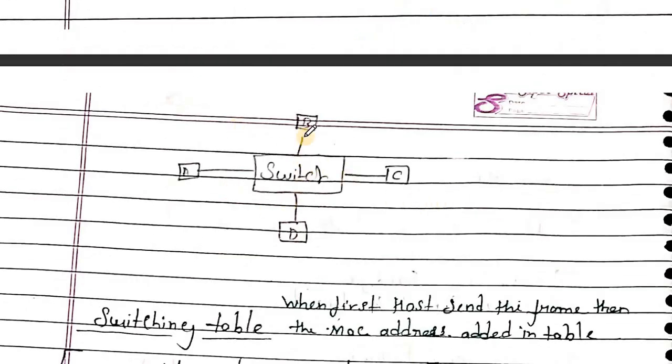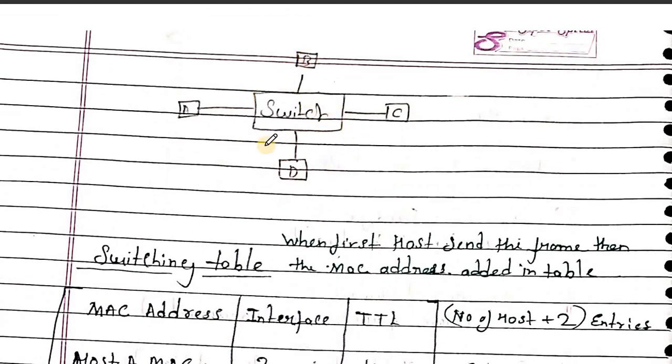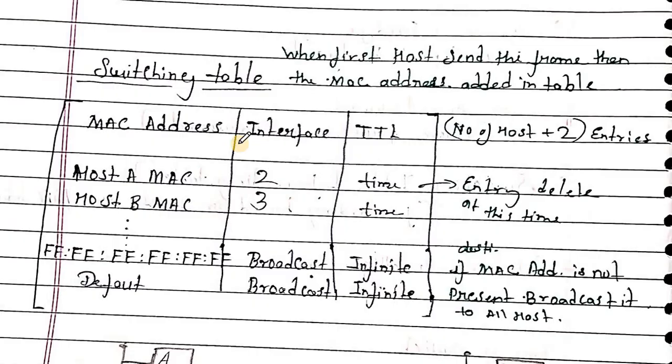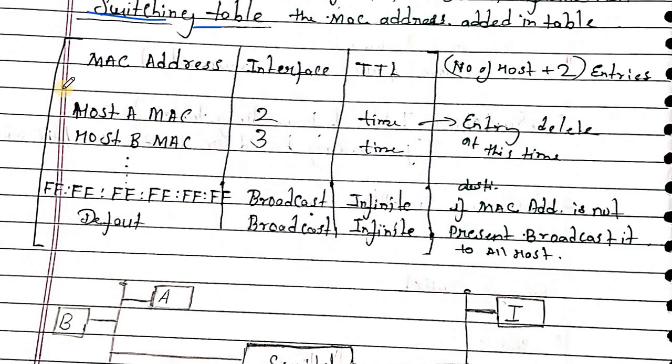Now here we see there is a switch and 4 nodes are connected to the switch. The most important part is the switching table. When the first host sends frames, its MAC address is added into the table. In the switching table there are 3 columns: MAC address, interface and TTL. The MAC address column holds the MAC address of the connected devices, the interface is their port number, meaning the port in which they are connected to the switch, and the TTL says at what time we have to delete the entries.